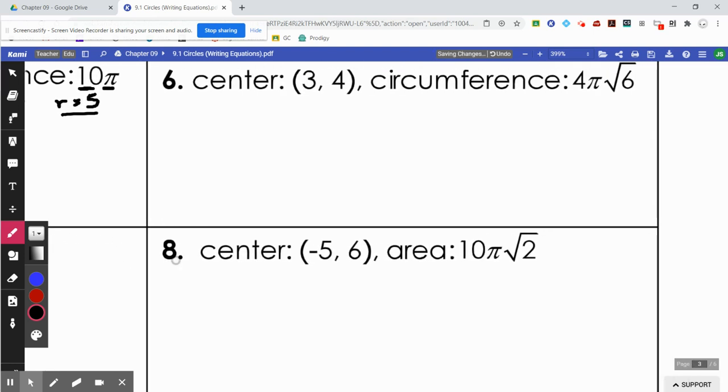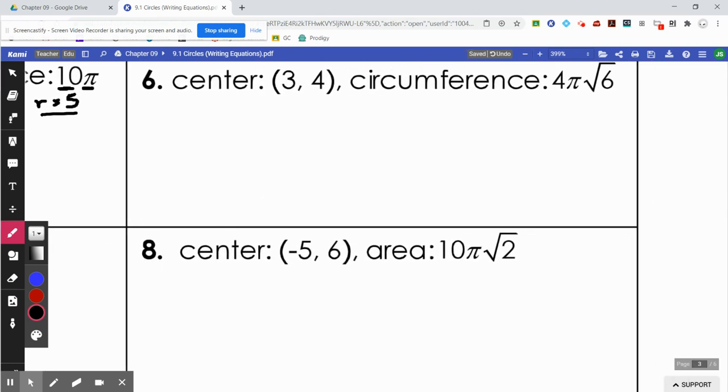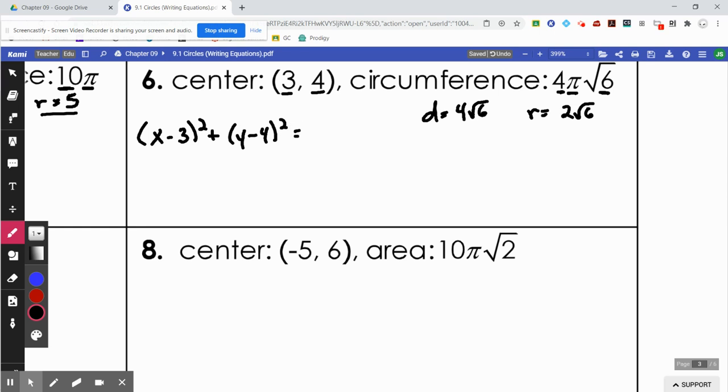Number 6. The circumference is pi times diameter. So there's our pi. Let's pull the diameter out of this. There is your diameter. The diameter would be 4 root 6. So that means the radius would be half of that, which is 2 root 6. You divide it by 2. So therefore, the center shifts right 3, up 4. So x minus 3 and y minus 4 is equal to the radius squared. So we've got to square this. So square each piece. Square the 2, square the square root of 6 gives you 4 times 6, or 24.